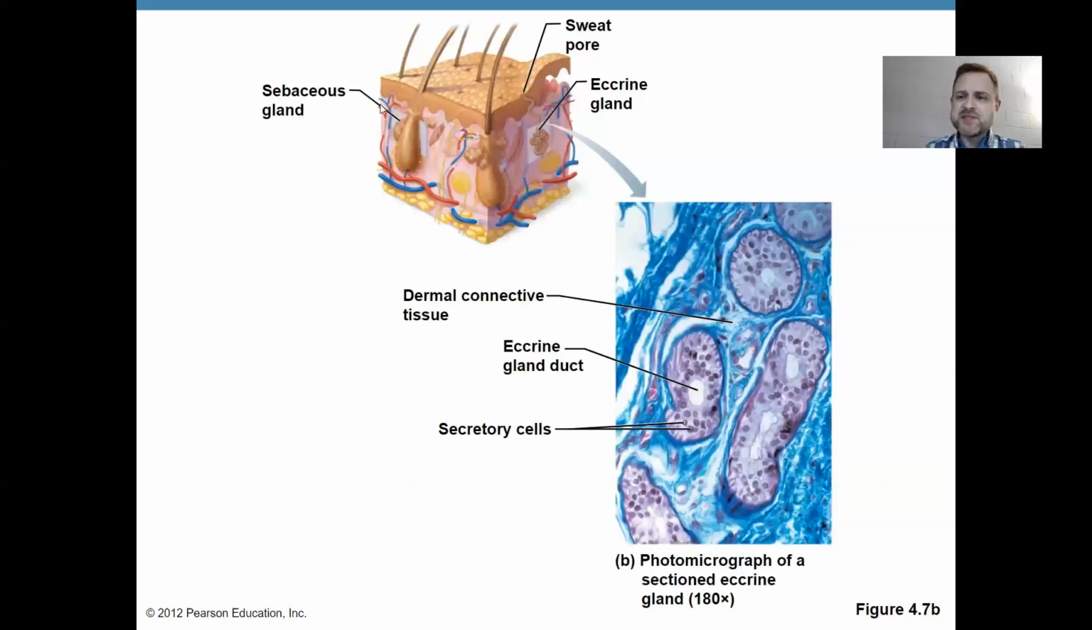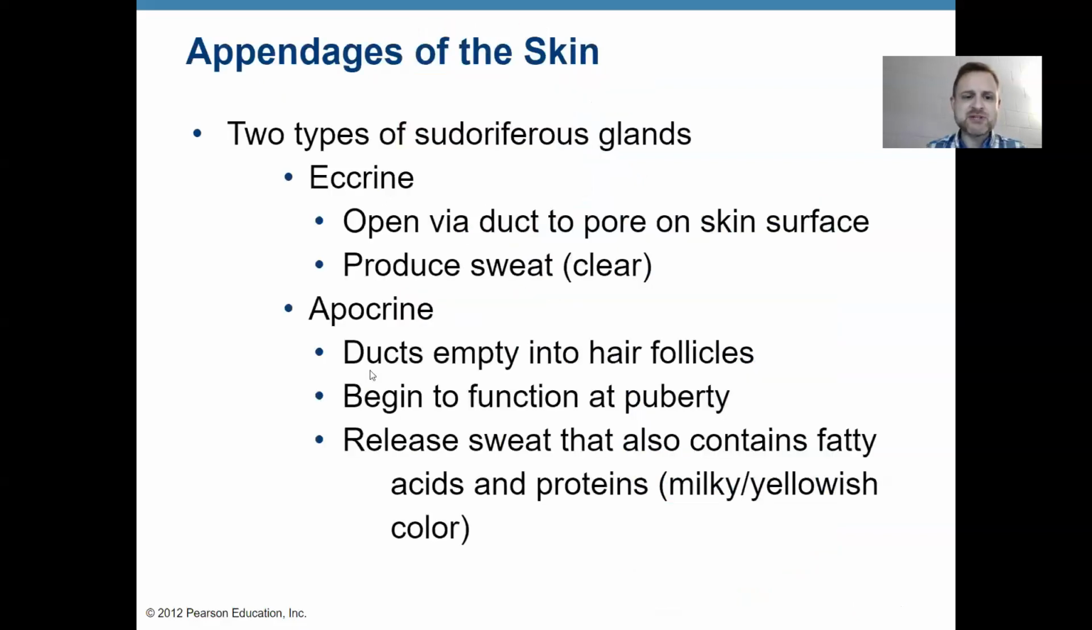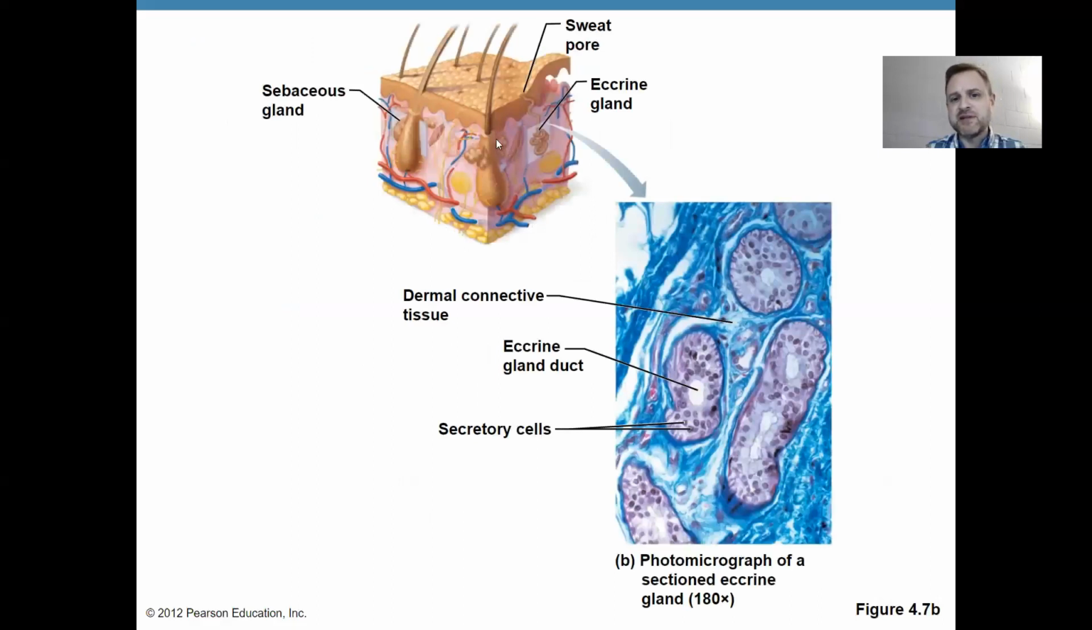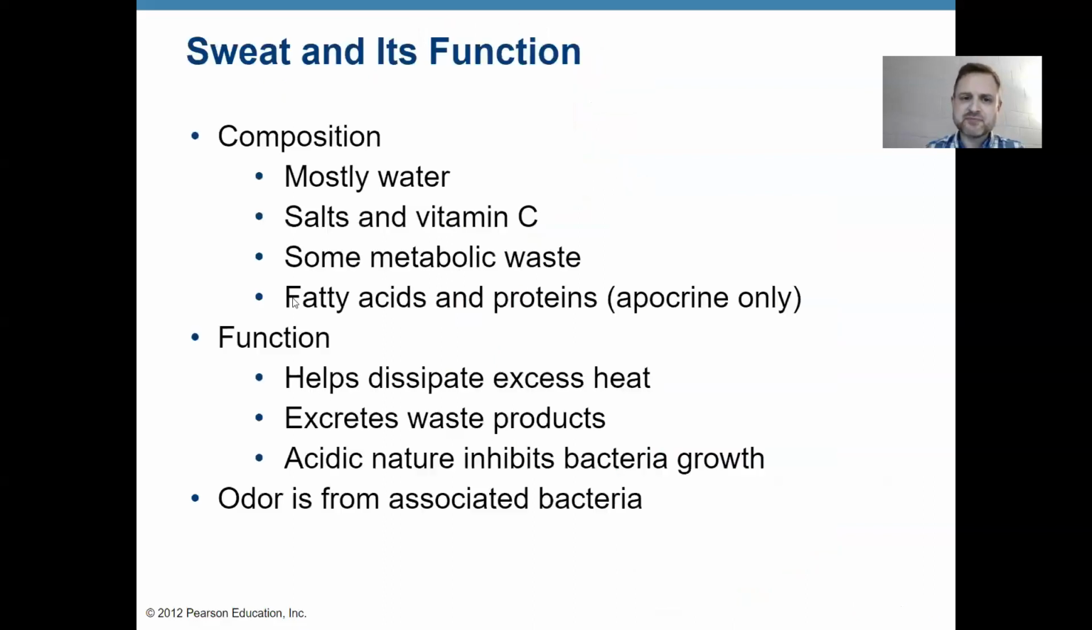This picture, we saw this slide previously talking about sebaceous glands. Eccrine glands, if you look at this diagram, you see how they're opening directly onto a pore, not into a hair follicle. If this picture had the apocrine glands, they would be emptying into a hair follicle. Here I see a cross section of eccrine glands. See the little secretory cells.